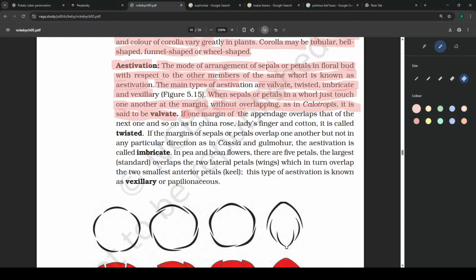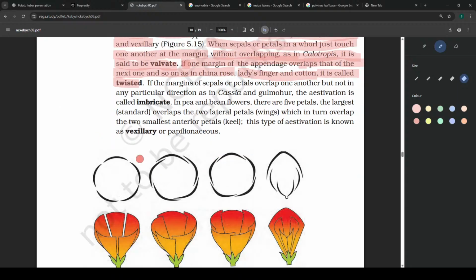If one margin of the appendage overlaps that of the next one and so on, as in the China rose, lady's finger, and cotton, it is called twisted aestivation. In plants like China rose, that is the hibiscus flower, or lady's finger and cotton, there will be overlap in a single direction.